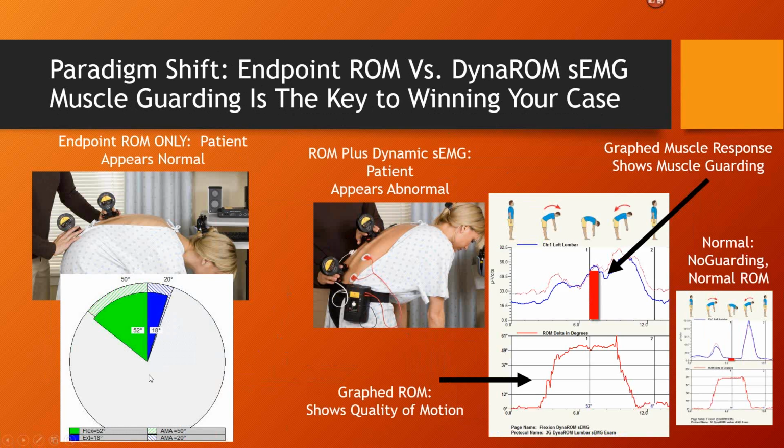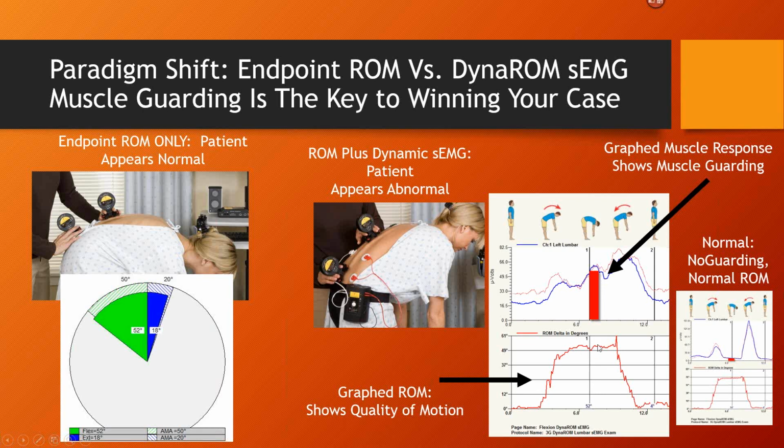But this is a real case. This patient had completely normal range of motion, and you can see 52 degrees inflection. Our test showed the same thing. So just so you understand what we're doing here, the bottom half of this graph is our range of motion being graphed. It's not endpoint range of motion. It's showing the graph of how they move.